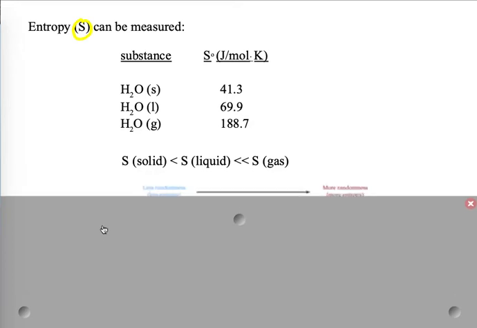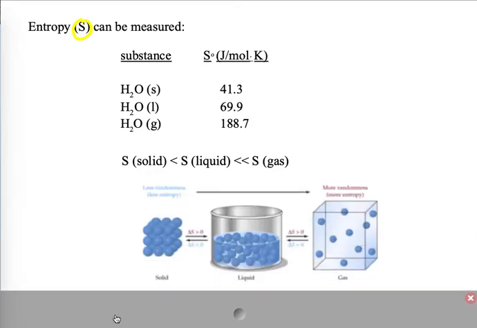Does that make sense? Well, it certainly does, because as we go from a solid to a liquid to a gas, we are going from less randomness, or more order, and therefore lower entropy, to greater randomness, greater disorder, and therefore greater entropy as well.